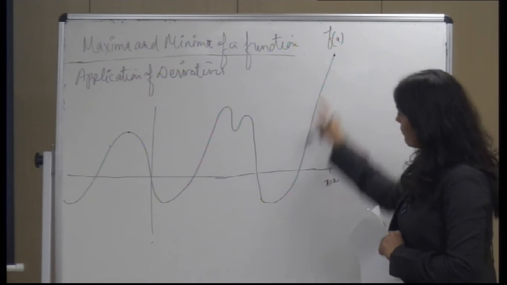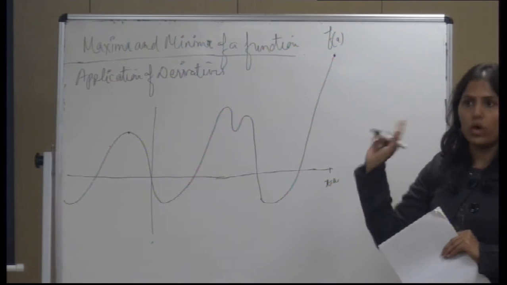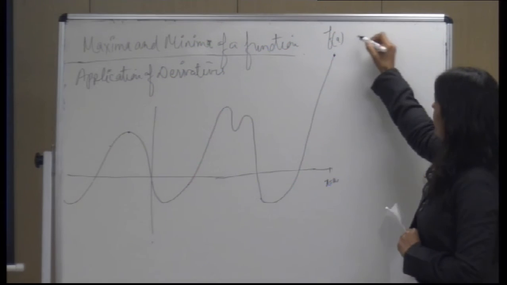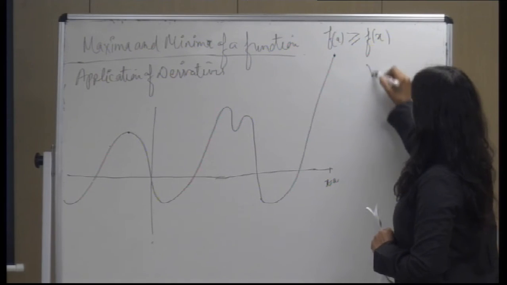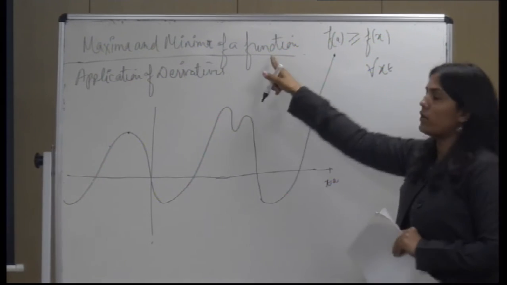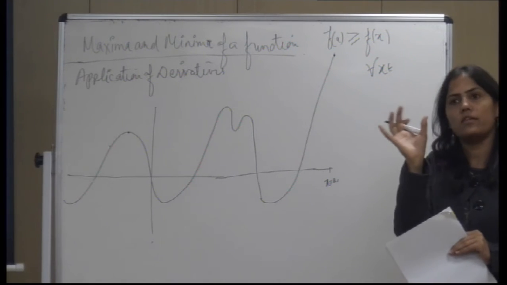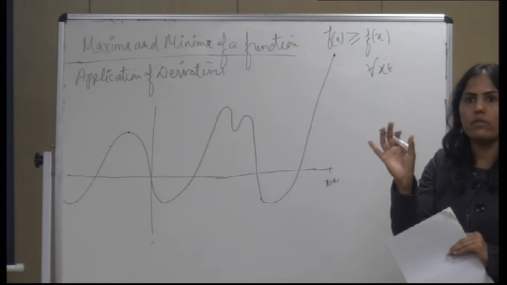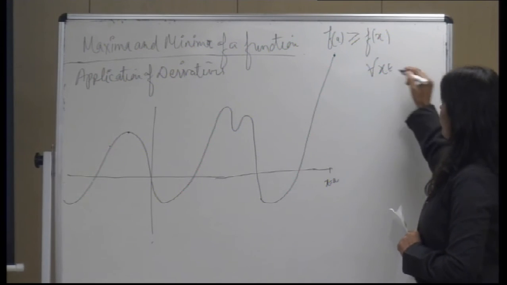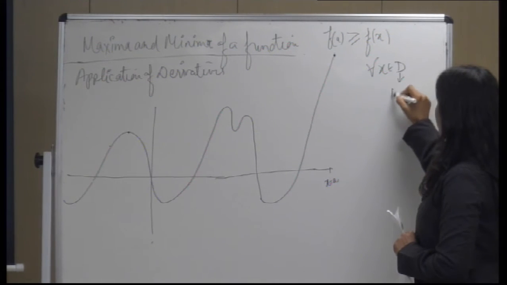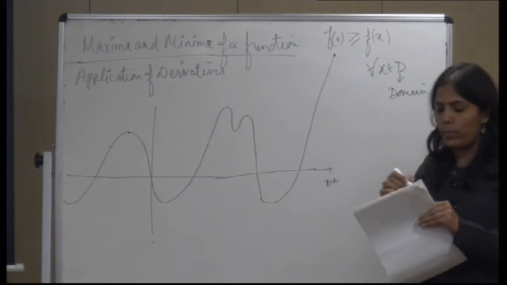So all the values of f(x) are less than or equal to f(A). All the values of the function. So f(A) is greater than or equal to f(x) for all x in the domain. If it is a function, it must have a domain. We always consider the domain. So f(A) is greater than or equal to f(x) for all x in D, where D is the domain. So such a value is called global maximum.